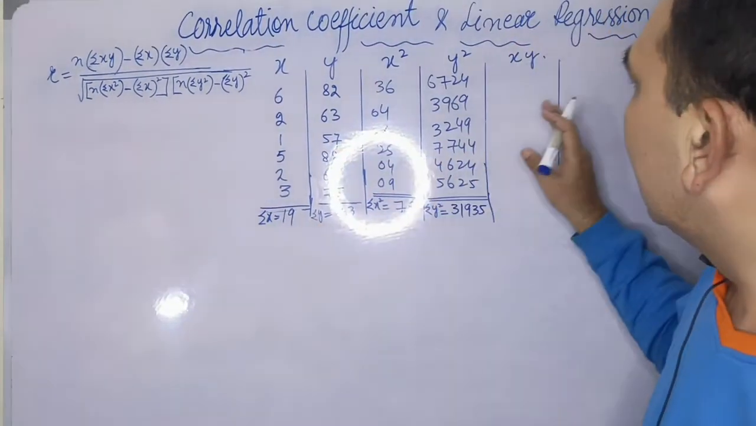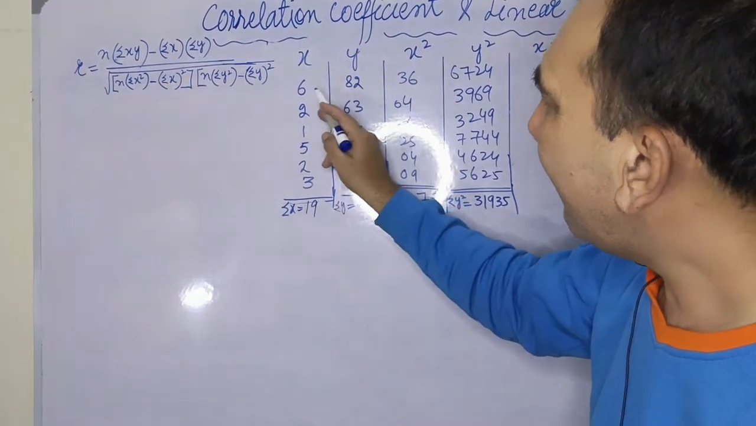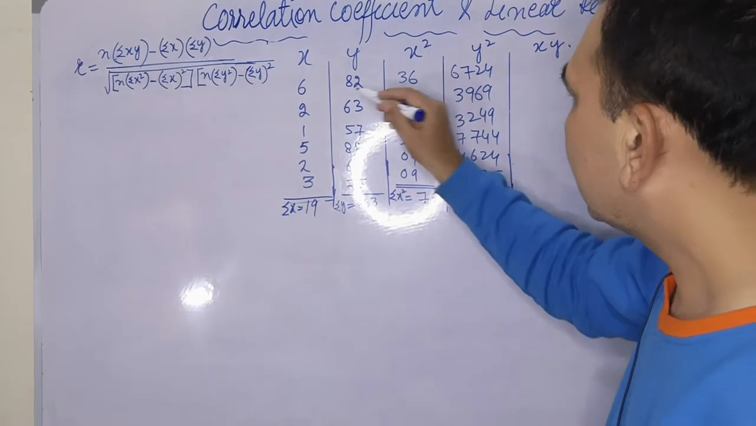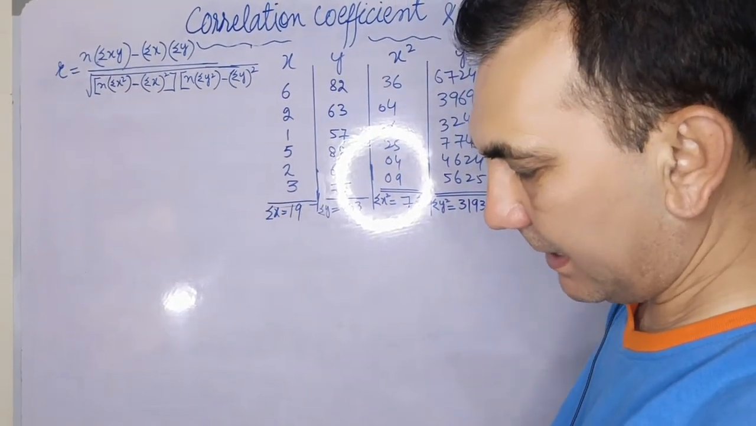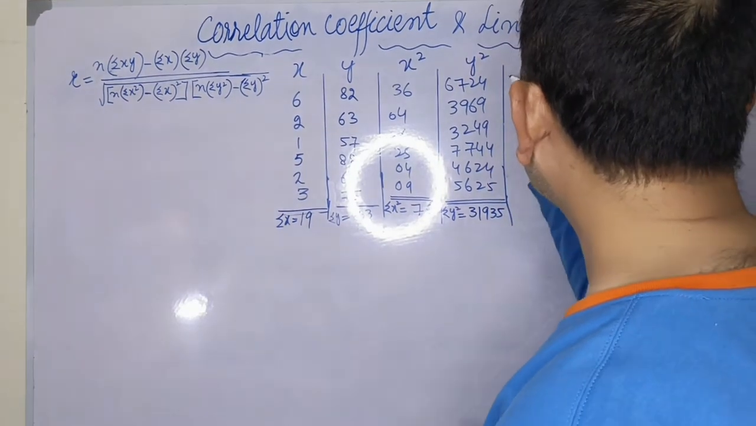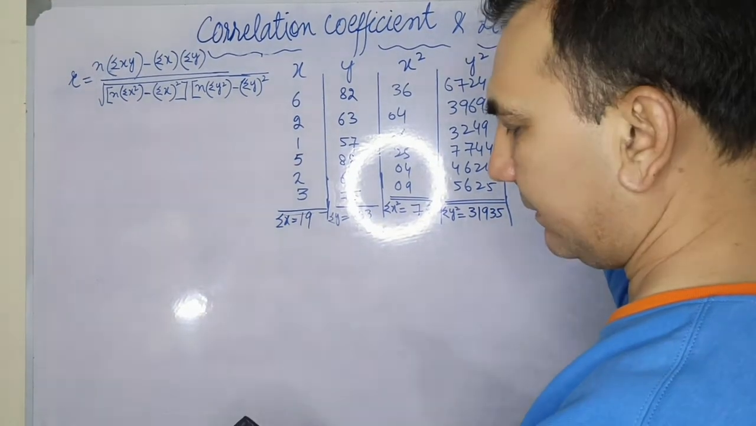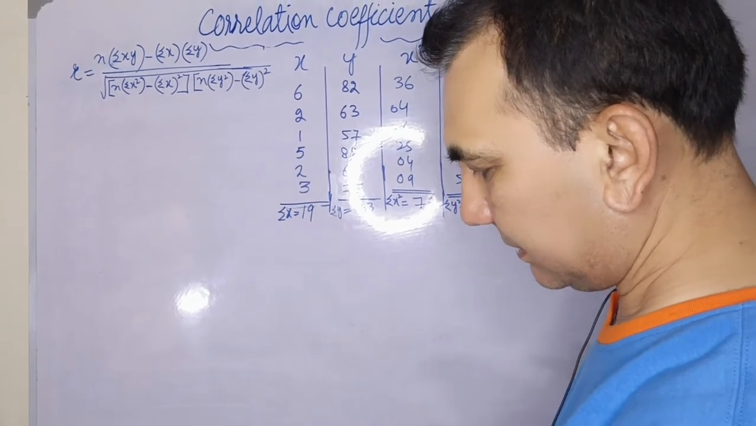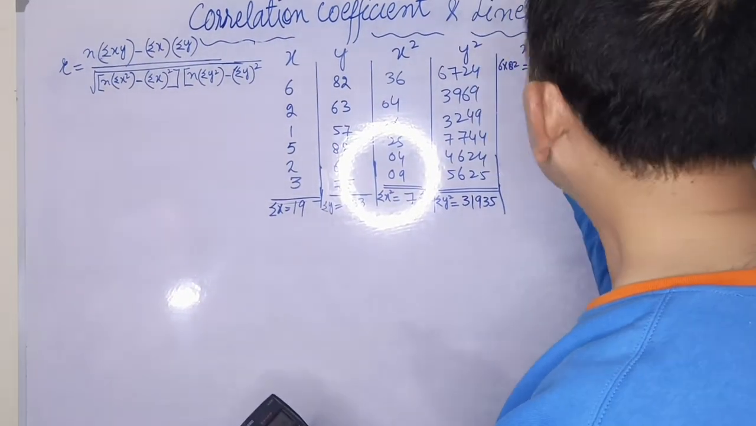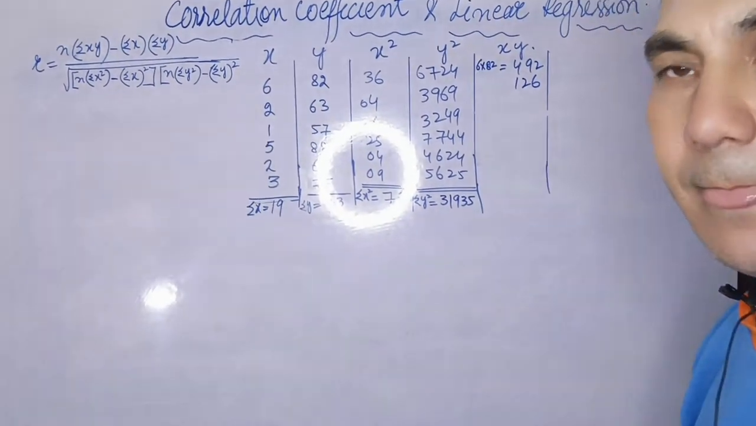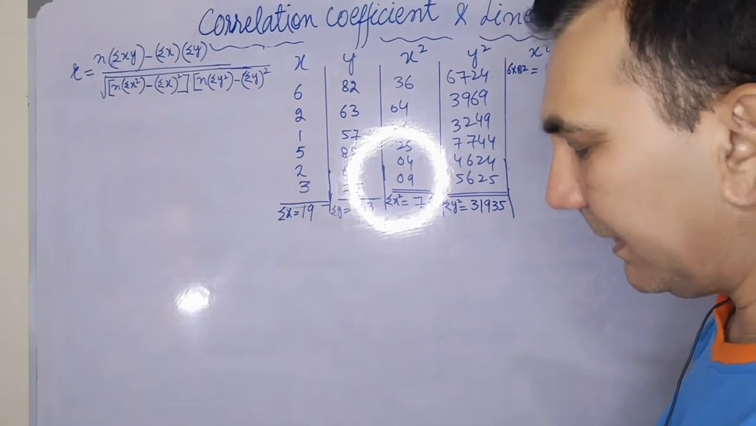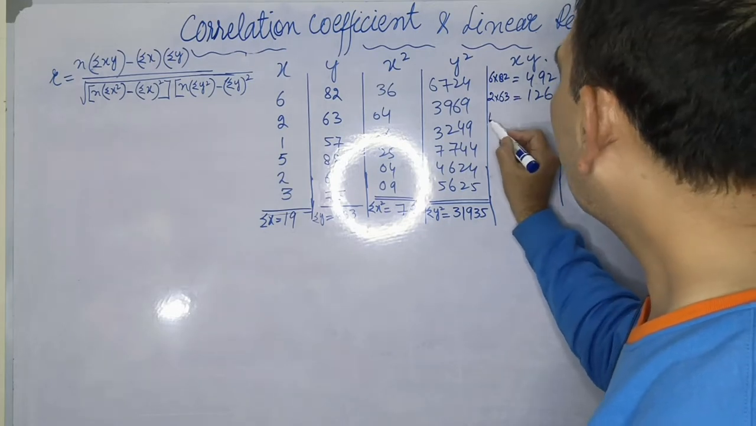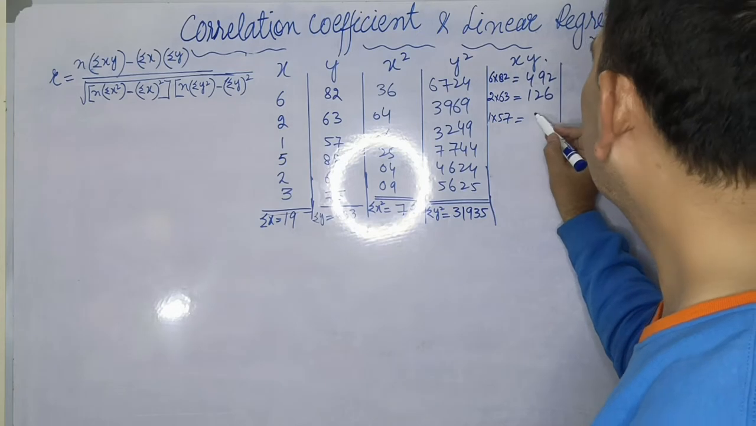Now what we will do in the fifth column. The fifth column says every x value we will multiply with its y value. So 6 multiplied by 82 comes up with 492. Then 2 multiplied by 63 is 126. 1 multiplied by 57 comes up with 57.